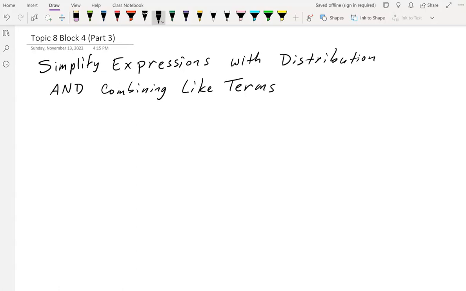Welcome back, math friends. Today we are going to take a look at Topic 8, Block 4, Part 3, where we take a deep dive into simplifying expressions with distribution and combining like terms.